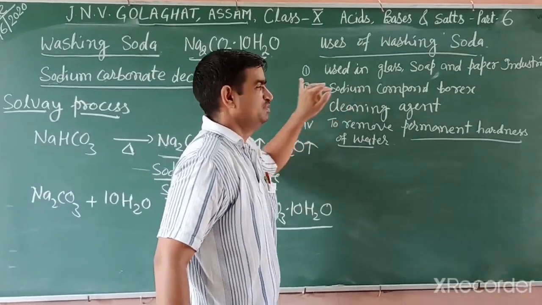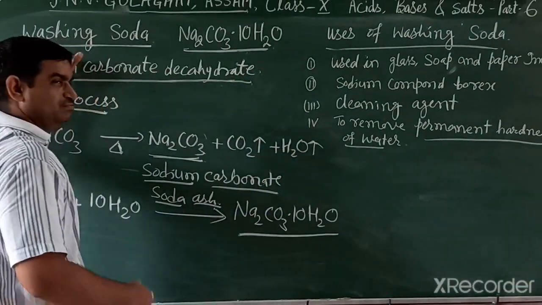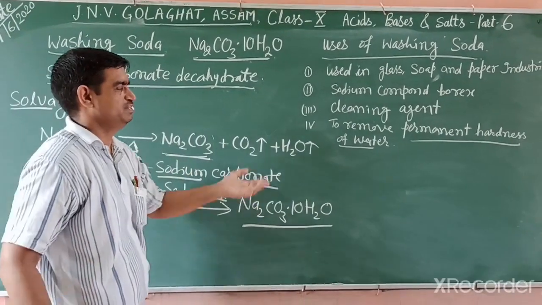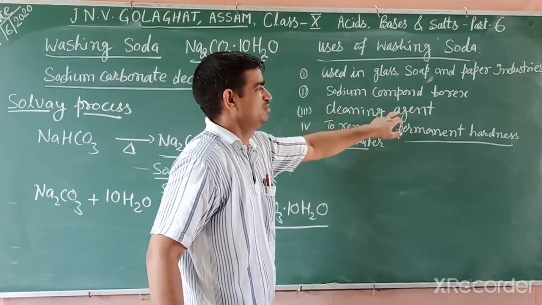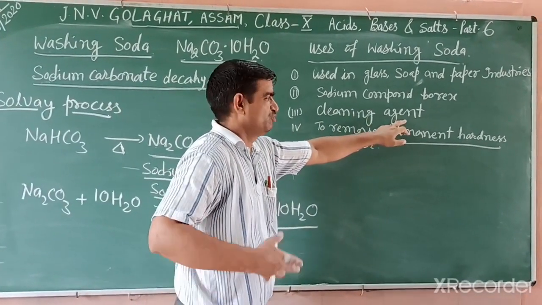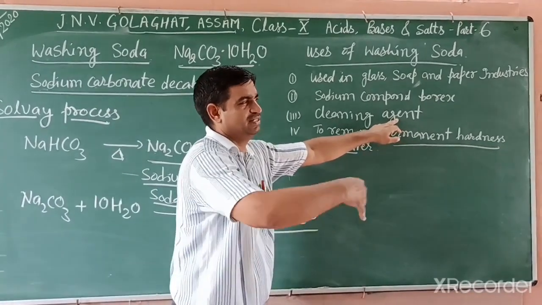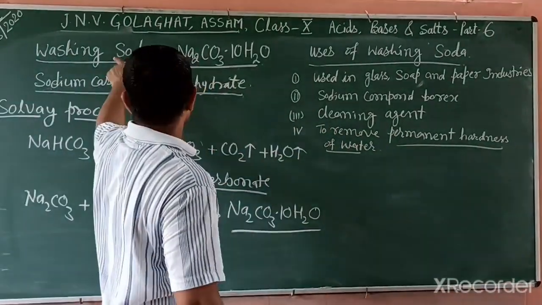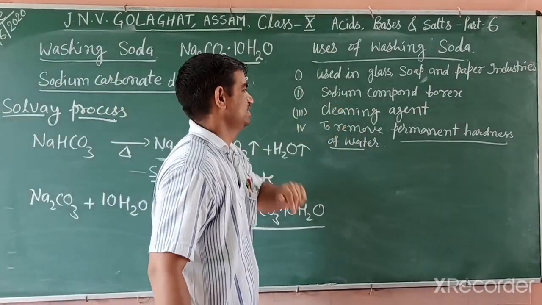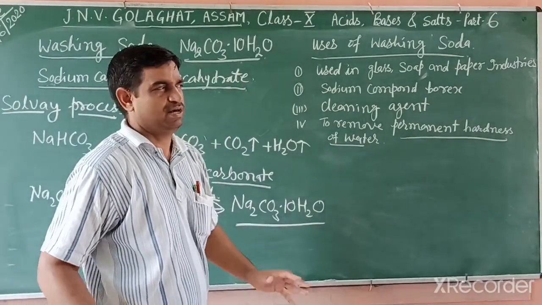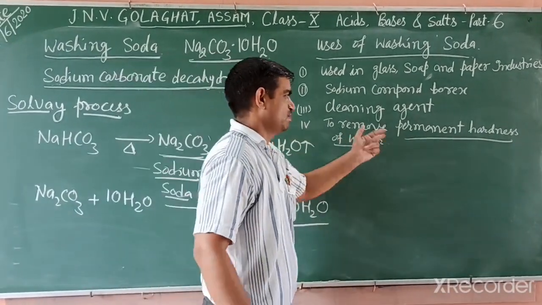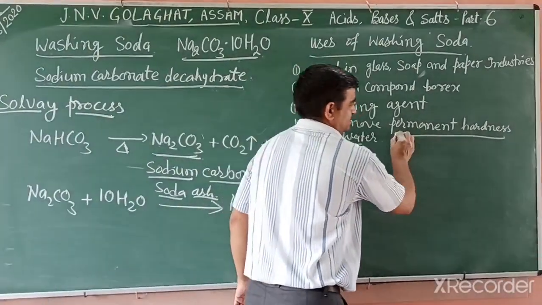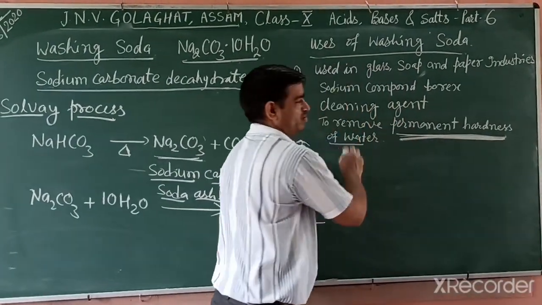And the main use of washing soda, as its name says, is washing, to remove impurity, as a cleansing agent for domestic purposes, for washing clothes or cleaning other areas also. So the main use of this washing soda is as a cleansing agent. And the last one is to remove permanent hardness of water. This one is hardness of water.